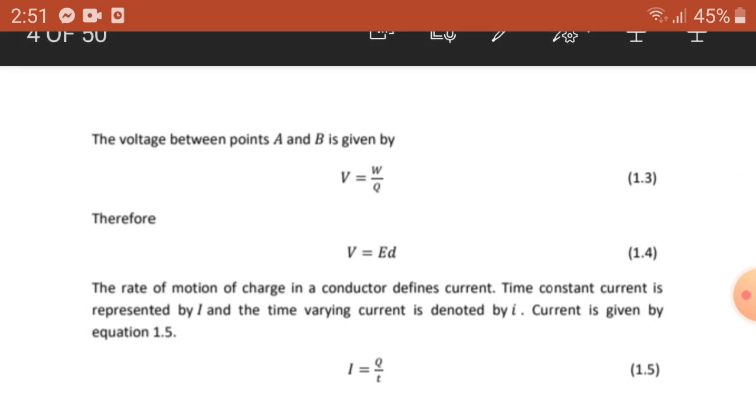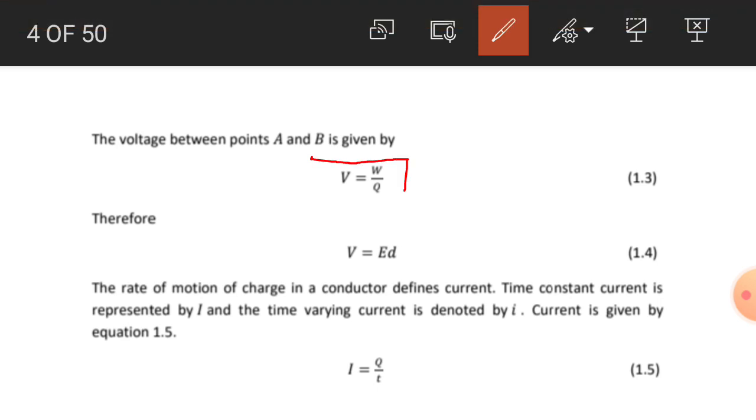So the total electrical energy divided by the magnitude of the charge will give you the voltage between these 2 points. And if you divide both sides of equation number 1.2 by the magnitude of the charge, we obtain equation number 1.4. So we can calculate voltage with the help of equation number 1.4 as well. If we know the electric field intensity in this particular region, and if we know the distance between these 2 points, we can calculate the voltage between these 2 points.